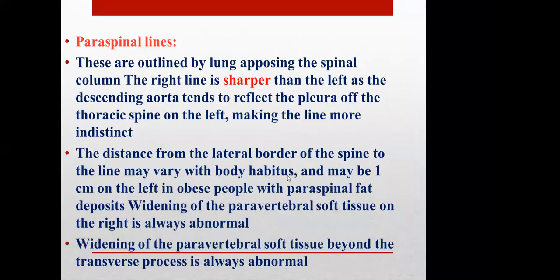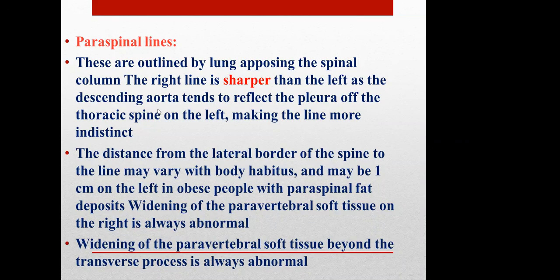The paraspinal lines are formed on both sides of the vertebral bodies. They are outlined by lung opposing the spinal column. The right line is sharper than the left, as on the left side we have the descending aorta, which tends to reflect the pleura off the thoracic spine.